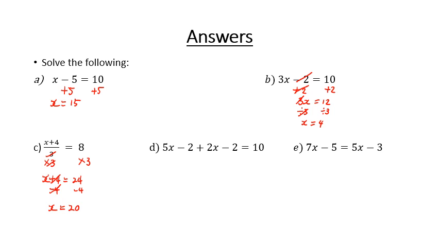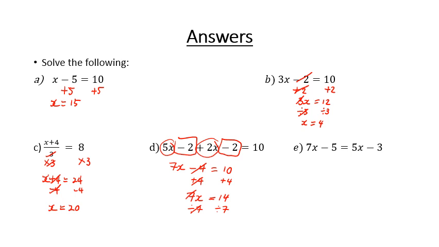In my fourth question, I want to collect the like terms. So I've got 2x and 5x. Gives me a total of 7x. I've got negative 2 here, and I've got negative 2 there. Is a total of negative 4 equals 10. Now I can just do inverse, 7x equals 14. Divide by 7 on both sides. X will equal 2.